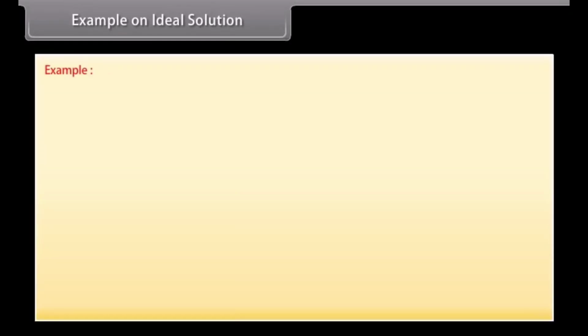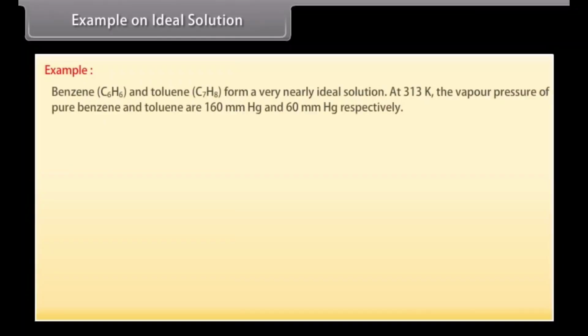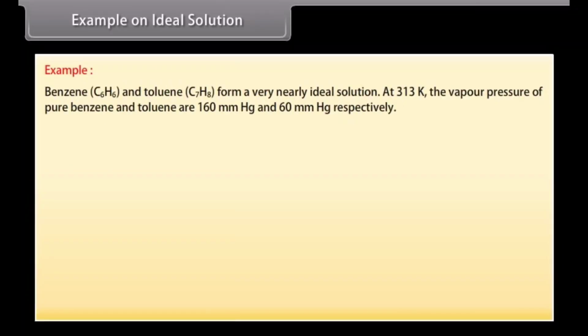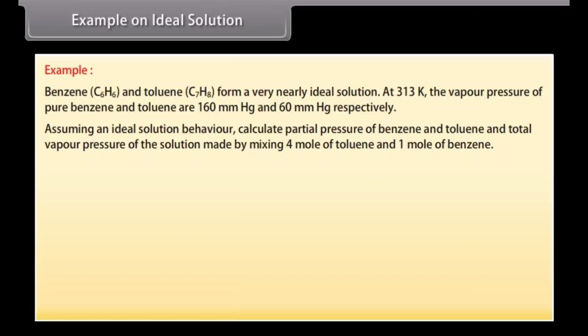Example on ideal solution. Let's take an example of ideal solutions. Benzene and toluene form a very nearly ideal solution. At 313 Kelvin, the vapor pressure of pure benzene and toluene are 160 mm Hg and 60 mm Hg respectively. Assuming ideal solution behavior, calculate the partial pressure of benzene and toluene, and the total vapor pressure of the solution made by mixing 4 mole of toluene and 1 mole of benzene.